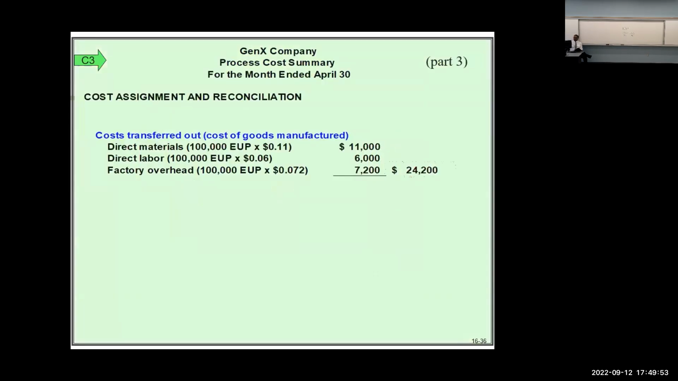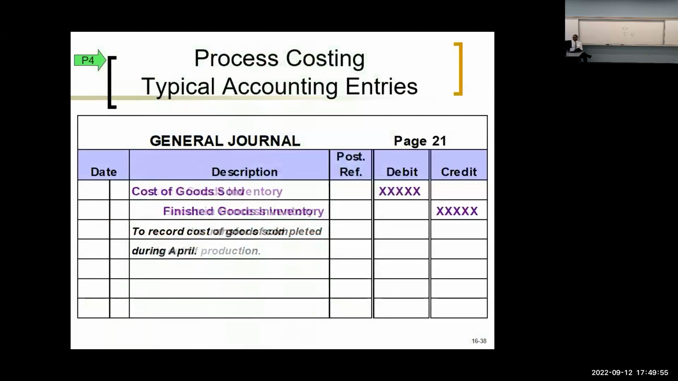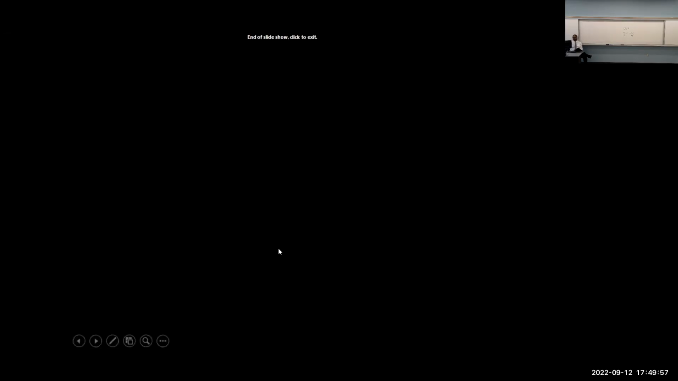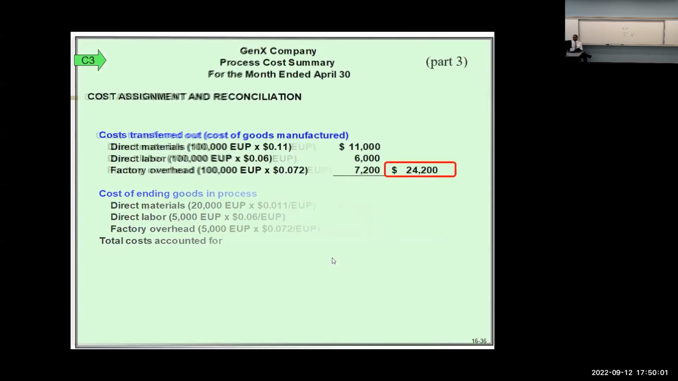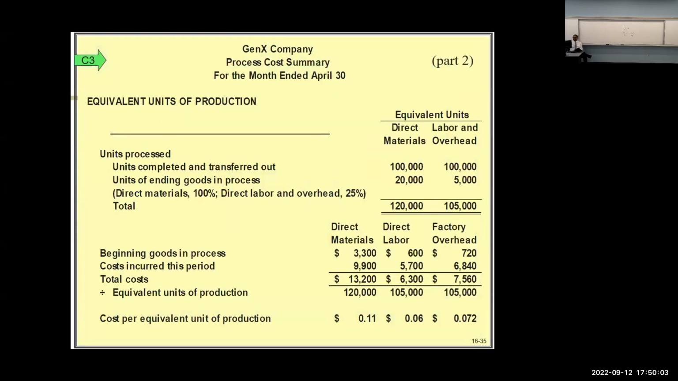A little beyond the purview, but I'll show you this. This is the process cost summary. If you see here, direct materials and direct labor or conversion costs are here, 100,000, 100,000, 20,000 for direct materials, 5,000. This is what we calculated.